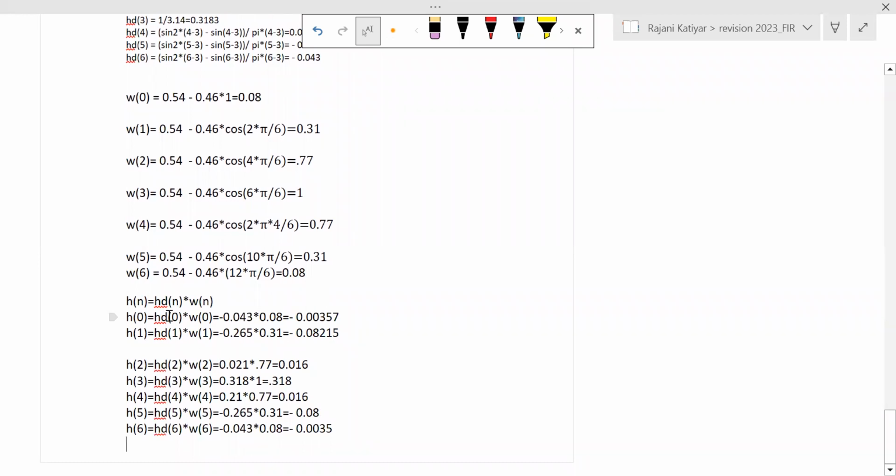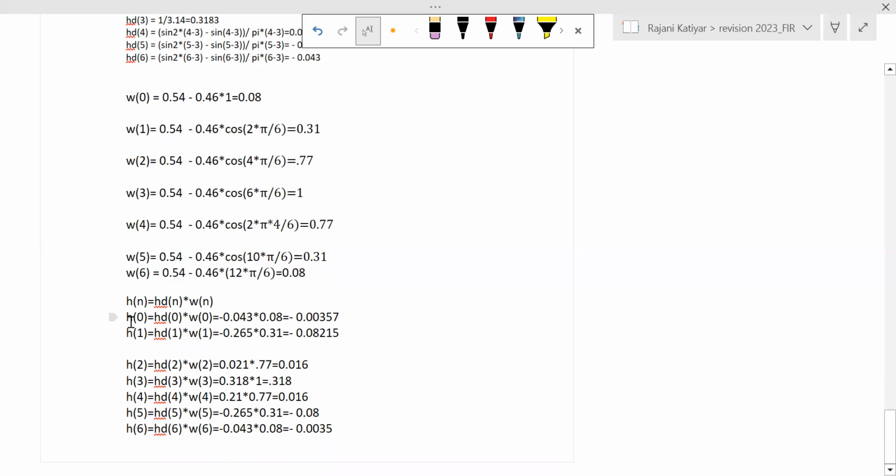H0 is equal to HD0 into W0. HD0 we have calculated before, and we multiplied it with the windowing equation W0 when n is equal to 0. The value is coming as 0.08. After multiplying these two, we reach H0 as 0.00357. Similarly, we'll look for H1, H2, H3, H4, H5, H6. Once all these values come, we will check the symmetry of the particular coefficients.